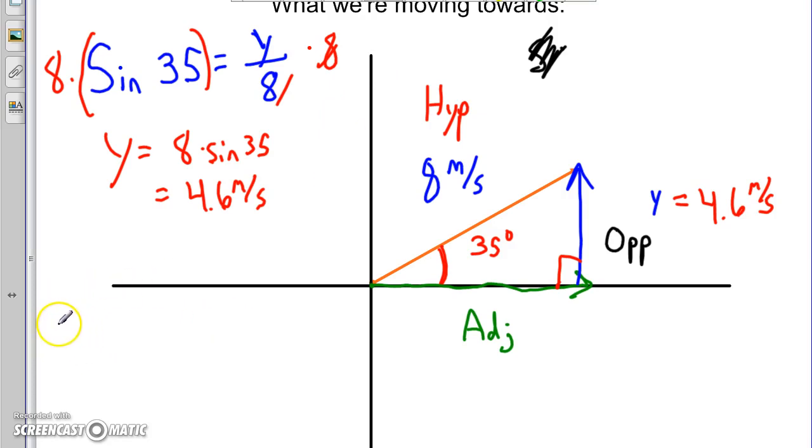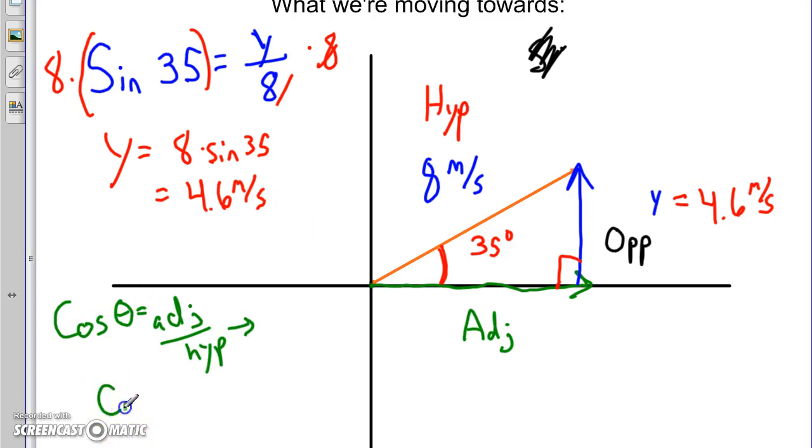I'm going to write out what I call the cosine statement. The cosine of theta is equal to adjacent over hypotenuse. For this scenario, theta is 35. So we have the cosine of 35 degrees equals adjacent, which I don't know again. This time I'm going to use the symbol x, only because it's along the x-axis. x over the hypotenuse, which is 8 still.